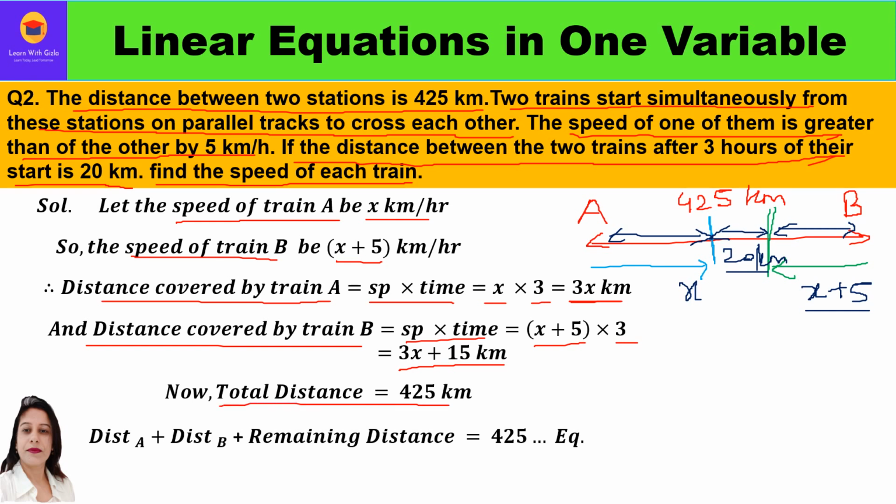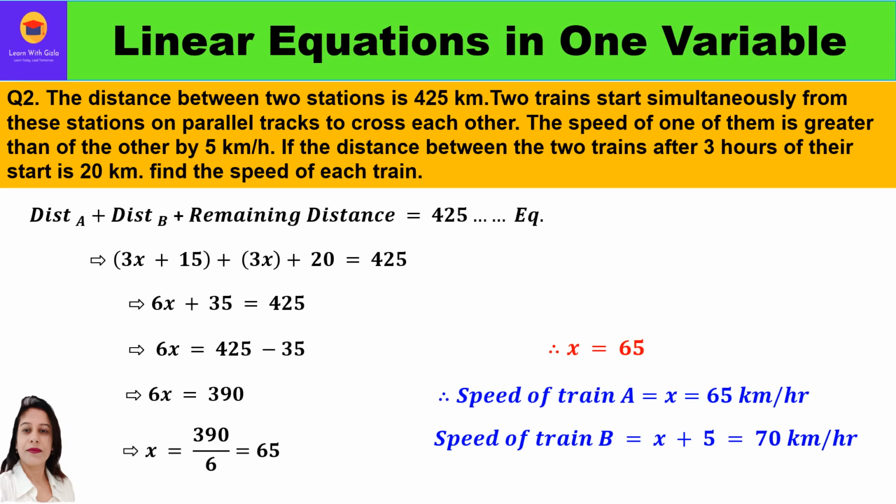Total distance is 425 kilometers. We can say that out of 425 kilometers, some distance has been covered by train A, some distance has been covered by train B, and the remaining distance of 20 kilometers is still left to be covered, and the total distance is 425. So this is the equation. Now we shall put the values and solve. So now distance covered by train A plus distance covered by train B plus the remaining distance is equal to 425. Now put the values.